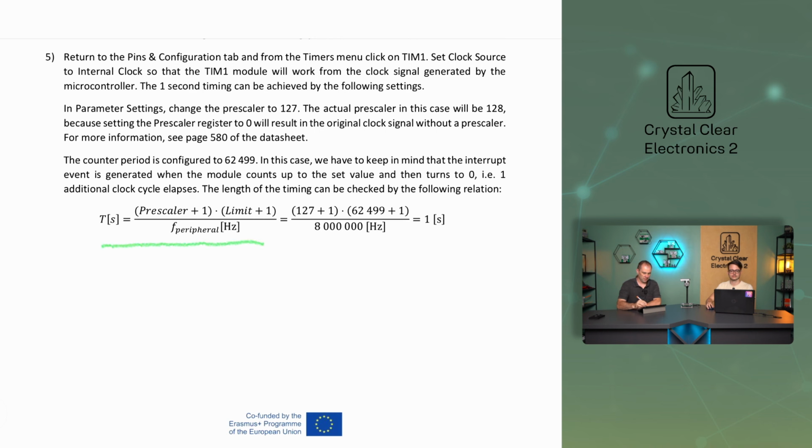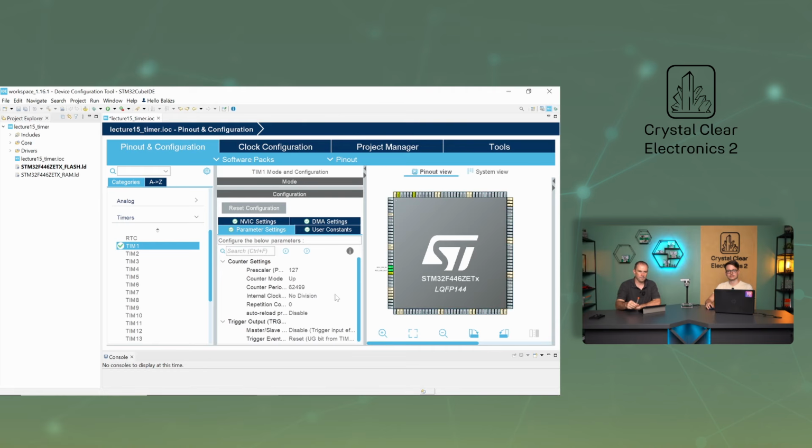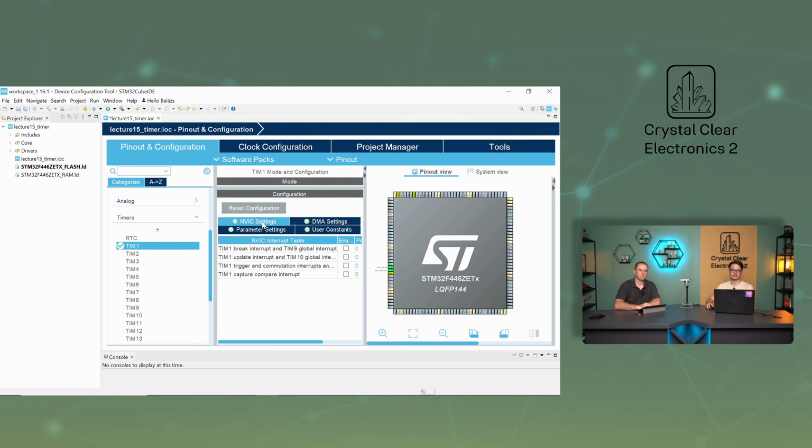Let's put the configured values in the relation. So 127 plus 1 will be the prescaler, which is equal to 128. Multiply this by the limits defined by 62,500 and divide the results by the 8 MHz frequency of the clock signal, expressed in Hertz for SI units. The result of these calculations gives a timing of 1 second. As the next step, within NVIC settings, check the TIM1 update and TIM10 global interrupt option to be notified when the set timer expires.